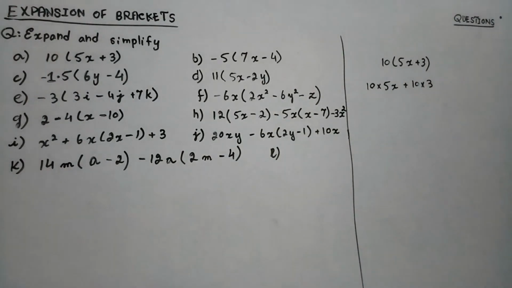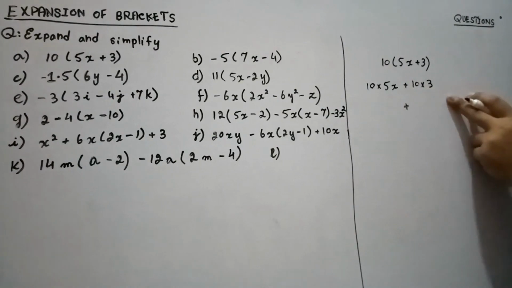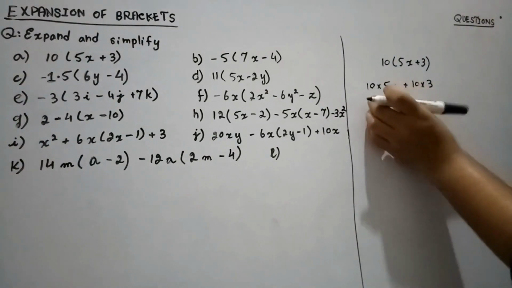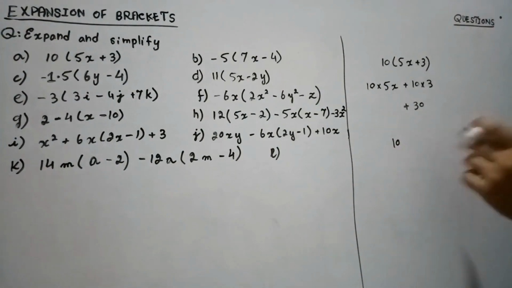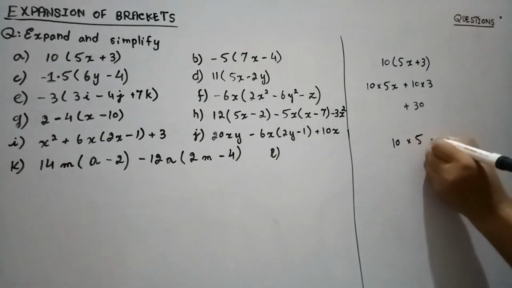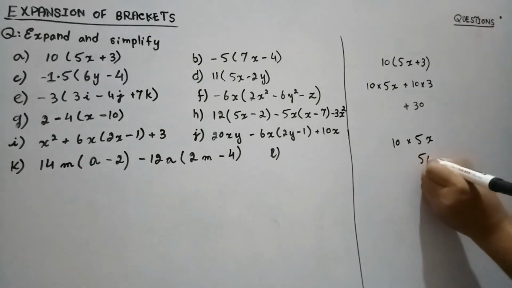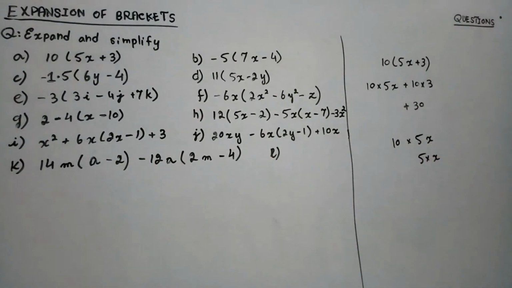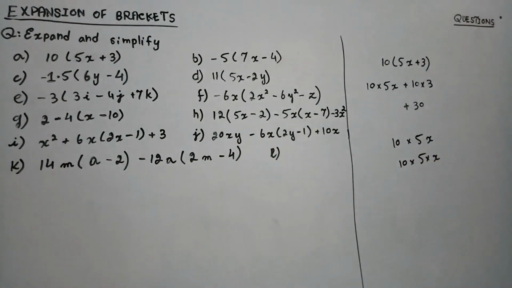Clear? Okay, so now let's multiply. First of all, I will write this positive sign, and we know 10 3s are 30, so I will write here 30. And now how to solve this one? Here we have a constant number, and here we have 5x. We know the meaning of 5x: 5 is going to multiply by x, and here we have a 10 in the multiplication.